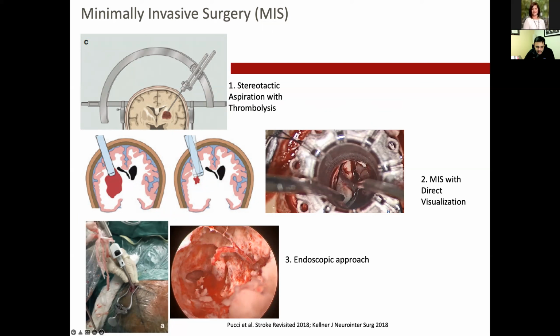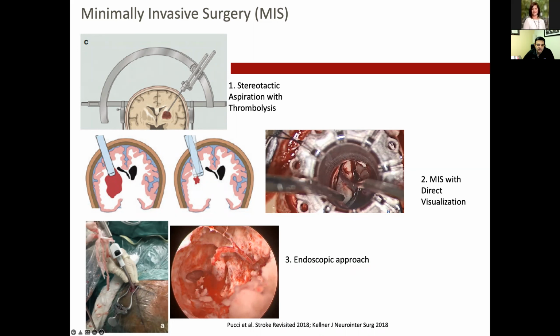Here, this is an endoscopic approach, which looks very similar to a laparoscopic appendectomy, for instance, where this endoscope is inserted into the patient's head. And then this is what the surgeon would be seeing on the camera. This is the inside of the hematoma cavity after the blood is all evacuated, and you can see this is the bleeding focus here. So these are the 3 things that are done.